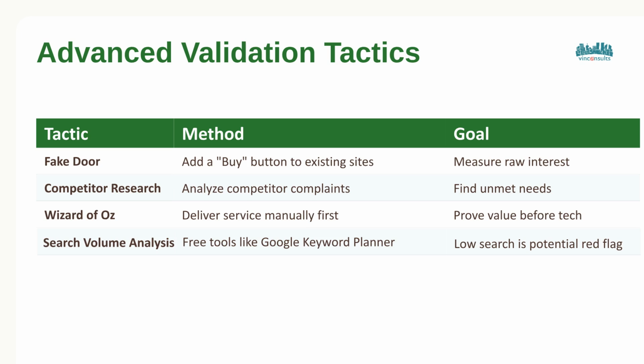Next is analyzing competitor complaints for unmet needs. If competitors exist, that's usually good news, proven demand. Analyze their reviews. What do customers love? What do they complain about? Your opportunity is in the complaints.